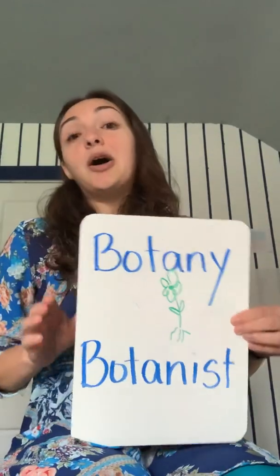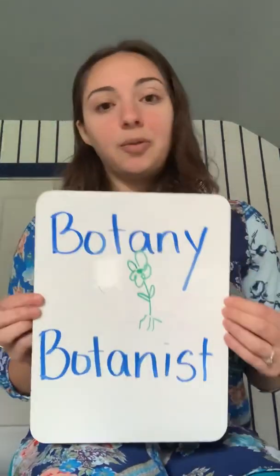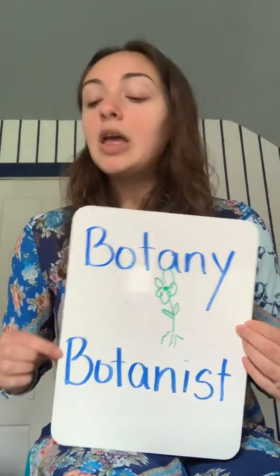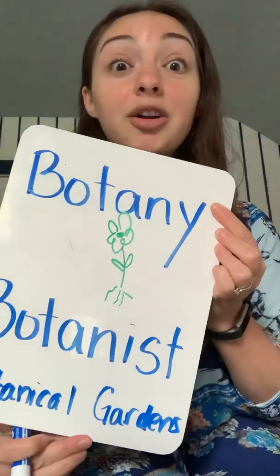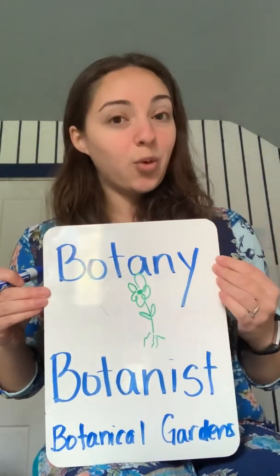All right. Also, one more really cool thing. So we have the word botany and botanist. There's also a place where you can look at all different types of plants. And this place, it's kind of like a museum or a zoo for plants. There's no animals or anything like that. It's like a zoo for plants. It's called, I'm gonna write it down. Botanical Gardens.